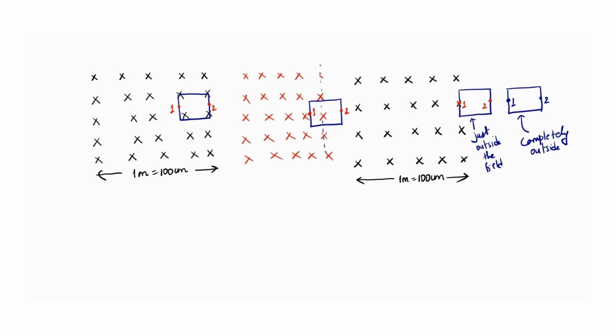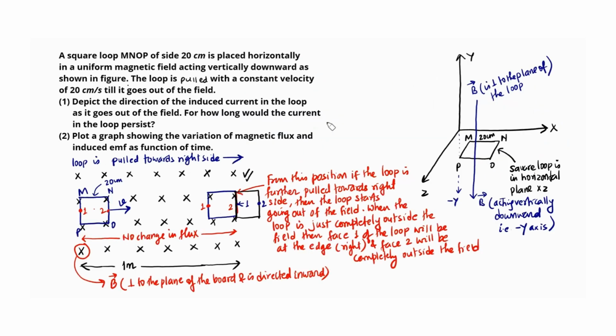Now let us come to this question once again. We are asked to find the direction of induced current in the loop as it goes outside the field. And we know when the loop is completely inside the field, there is no change in flux, even though the loop is moving. So I'm writing over here.